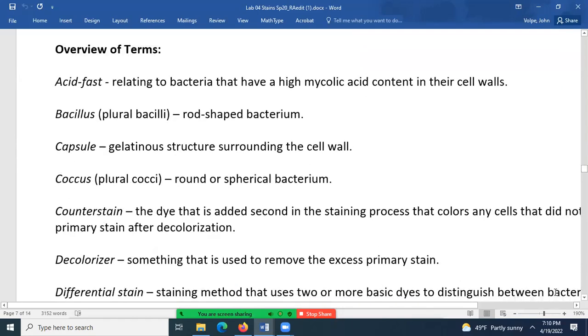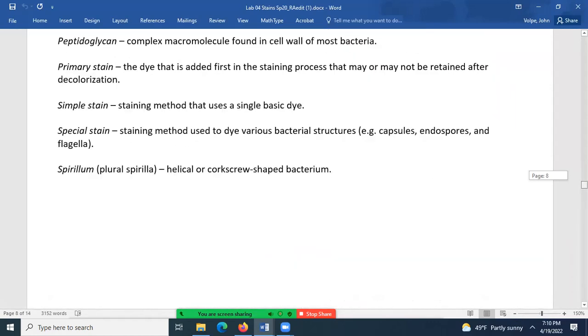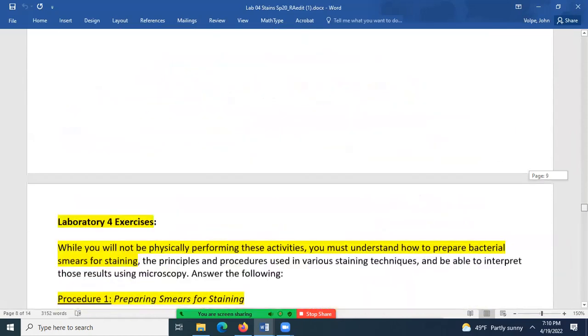All right, so know the terms. And then do the lab. You don't need to look at the references.